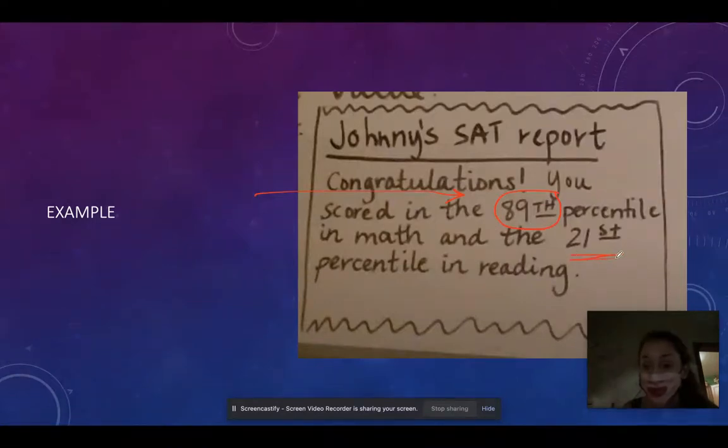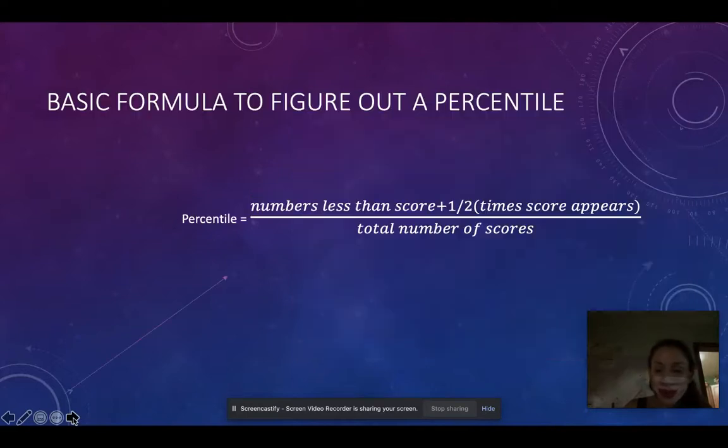On the other hand, a low percentile, so the 21st percentile, means there's only 21% of test takers that did worse than you. That means there's 79% of the people that took the test that did better than you. So not so good for your reading score.